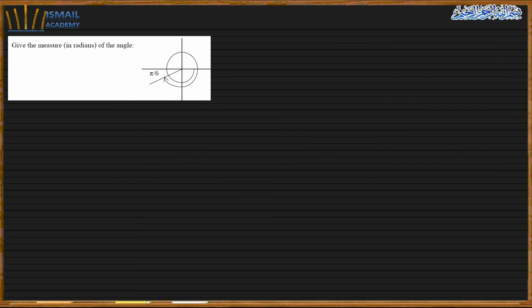Next question here. They ask me to give the measure in radians of the angle. Here the angle starts from that point and it moves down. That means, keep in mind, we have two directions. We have the positive direction, which is going in this direction, and the negative direction. So if it starts from here and goes down, the angle is going to be negative. And look here, it makes a full rotation. So that means I will have minus 2 pi, because that's in radians.